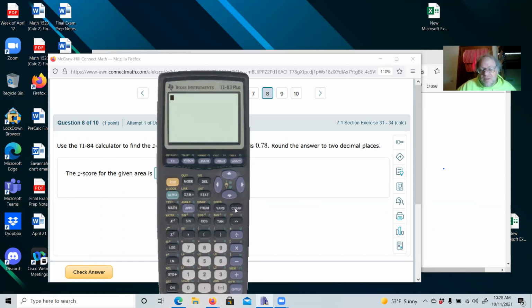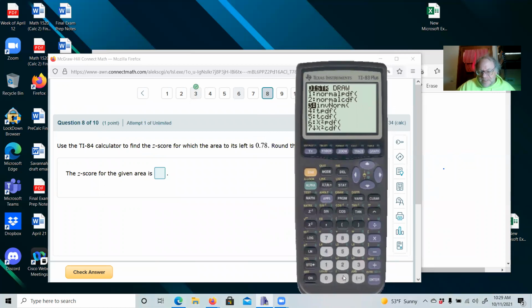Okay, so we have to figure out how to do that. Well, we would need a table, right, or some kind of a chart to do that. Okay, even calculus, that would be an extremely difficult problem. So what we're going to do is we're going to say second function distribution. Oops, I want second function distribution, not drawing. Quit. There. Okay, we're going to do inverse norm. Okay, so we're going to give it the area. So inverse norm, and we're going to say 0.78.